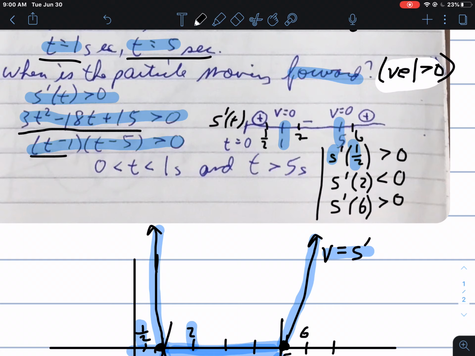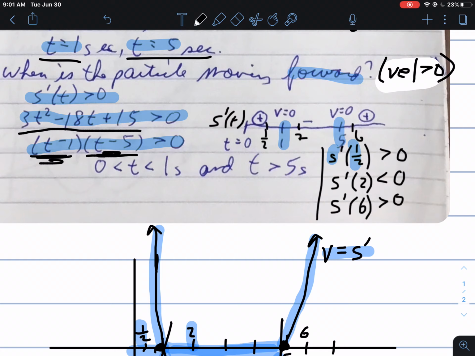Because if you look at the factored form, if you plug 1/2 into t minus 1, you're going to get a negative number, right? 1/2 minus 1. You plug 1/2 in here, you're again going to get a negative number, because it's 1/2 minus 5. So I've got a negative number times a negative number, which gives me a positive number. So you can always use the factored form as a quick calculation because, again, all I care about is the sign. I don't care what the number itself is.